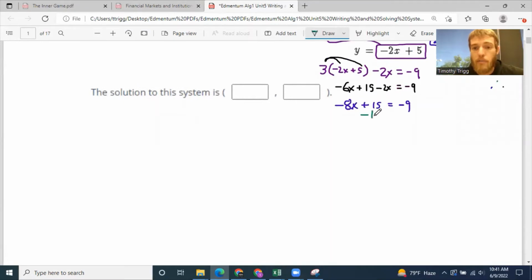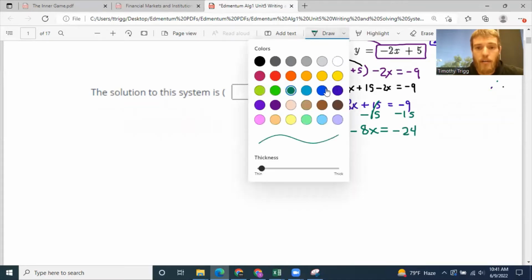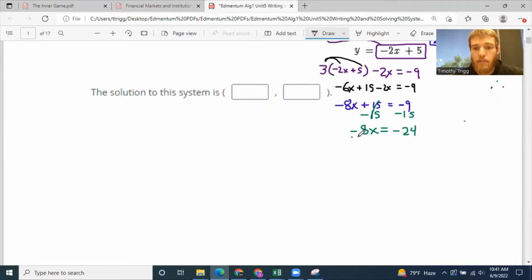Well, hopefully you would see I would subtract 15 on both sides of the equation. Remember, whatever you do on one side of the equation, you have to do the exact same thing on the other side. So -9 minus 15 gives me -24. What would be my next step to help me solve for x? Well, I would divide both sides by -8, giving us that x is, what's 24 divided by 8? 3.